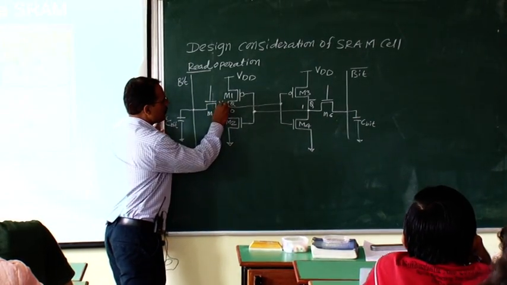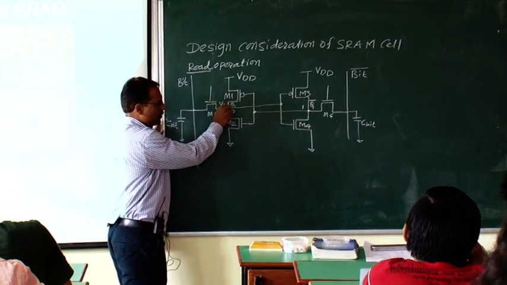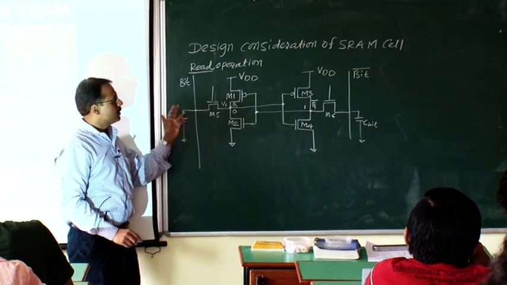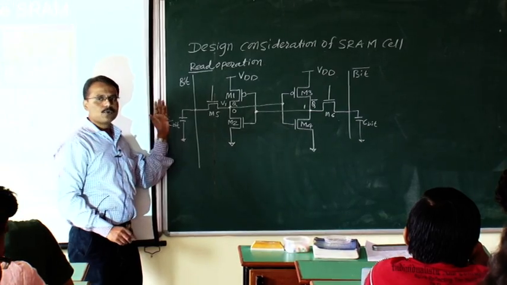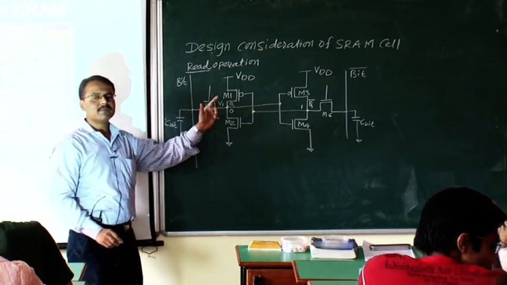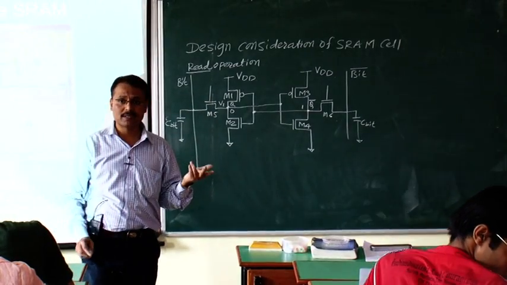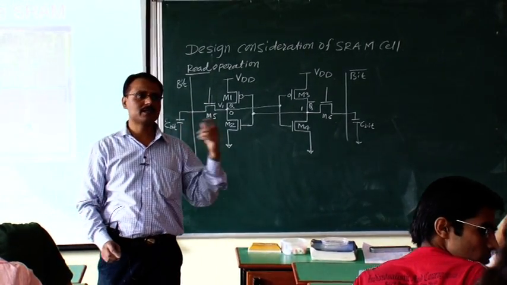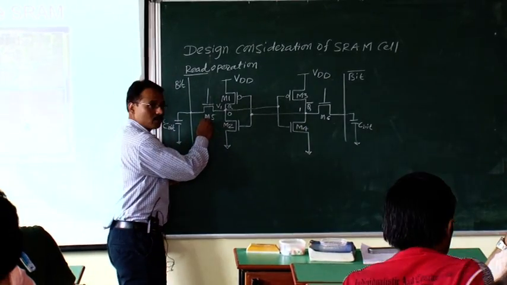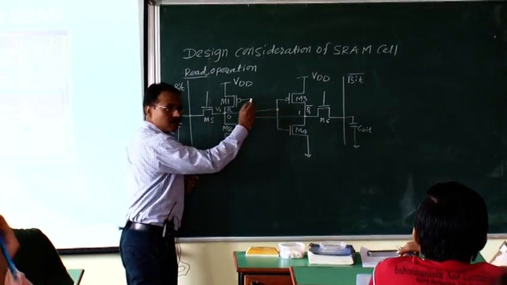Consider this voltage of this node is V1, just for the understanding purpose of what is meant by design consideration. Now read operation, I have to carry out read operation. What you have to do? First bit line and bit bar lines are pre-charged to logic 1 and then I have to apply read pulse. So when I apply read pulse, what happens? M5 turns on, M6 turns on.